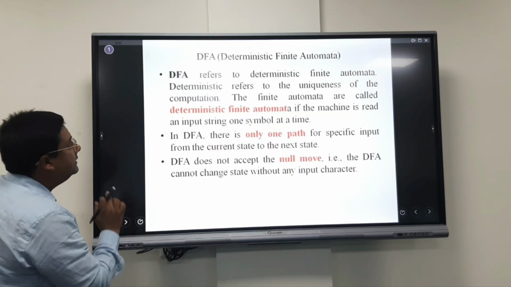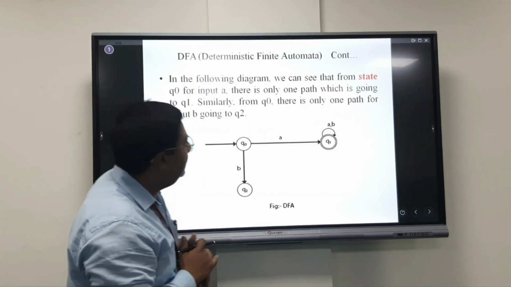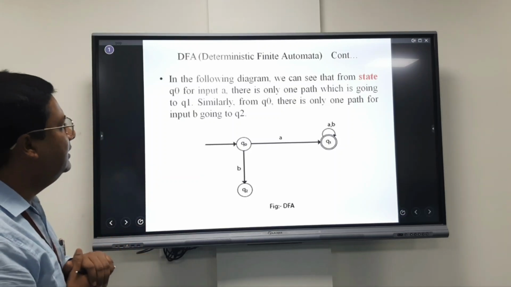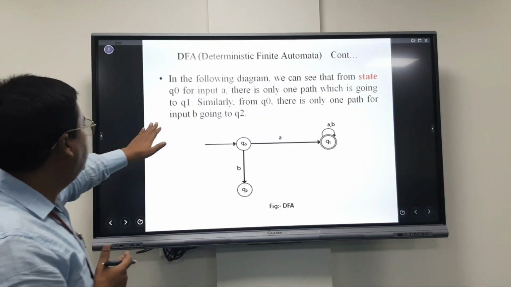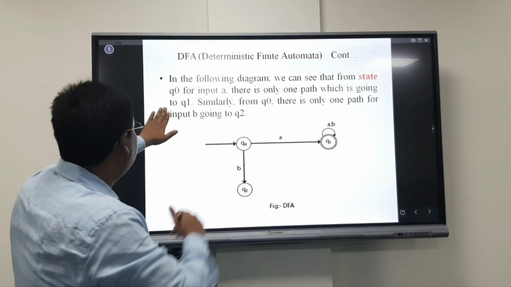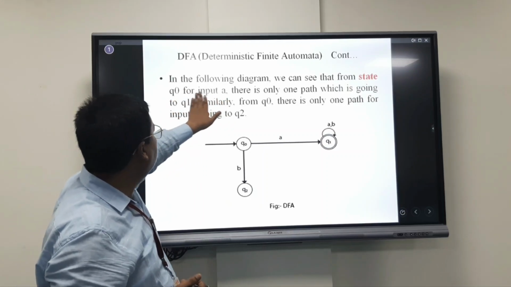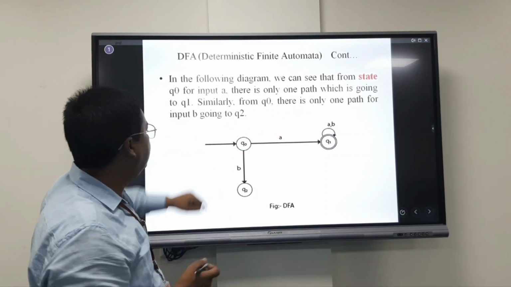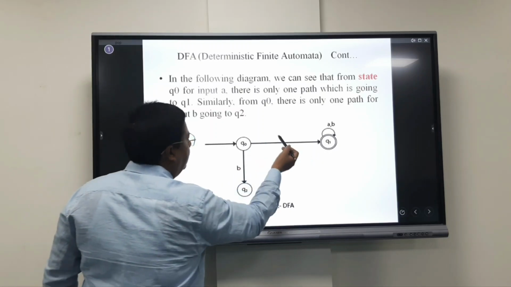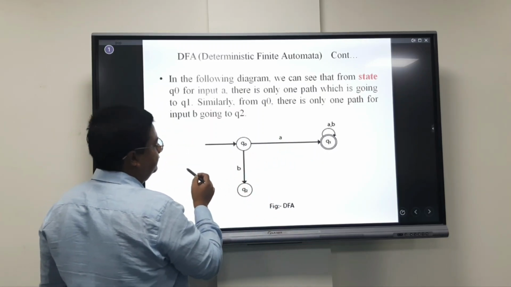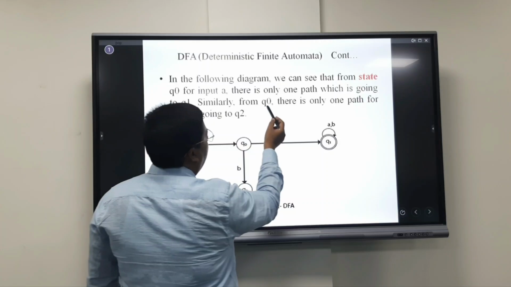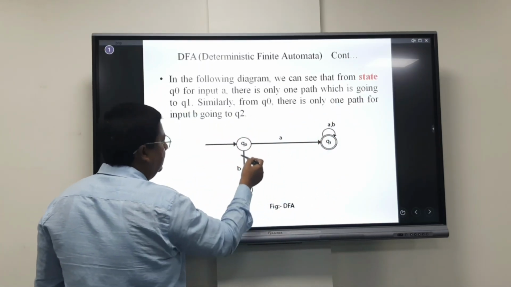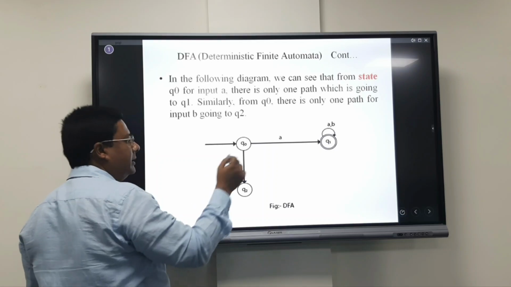Now come to an example of a DFA. In the following diagram, we can see that from the state Q0, we already have three states. For input A, there is only one path, which goes to Q1. For input B, there is only one path from Q0, going to Q2. This shows that only one path is given. The other path is not given.